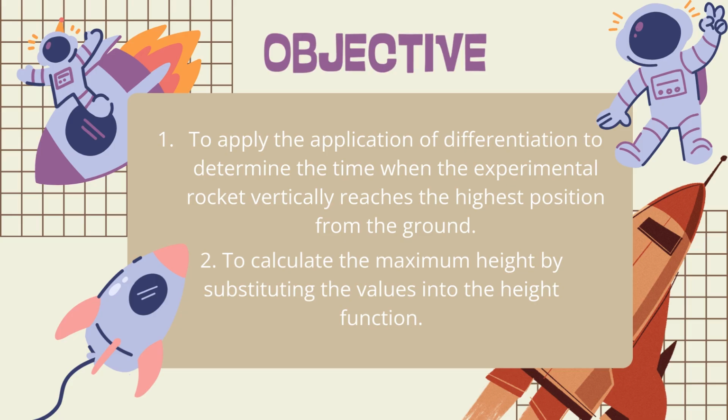There are 2 objectives. First is to apply the application of differentiation to determine the time when the experimental rocket vertically reached the highest position from the ground. Second is to calculate the maximum height by substituting the values into the height function.